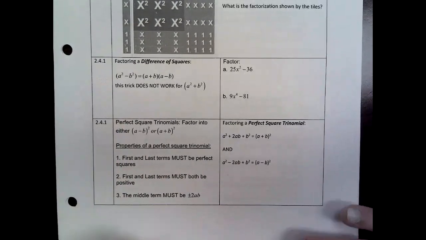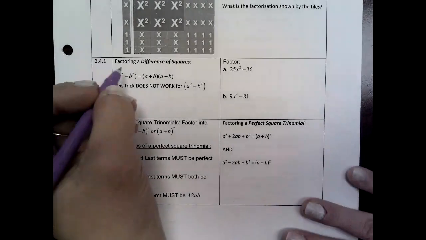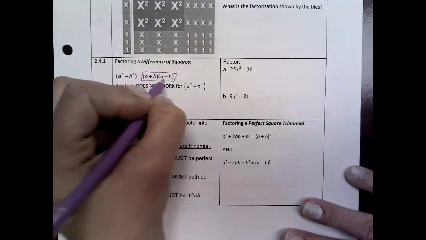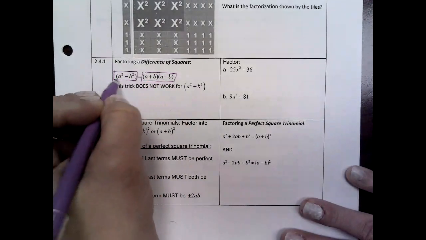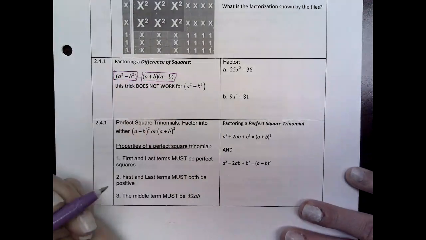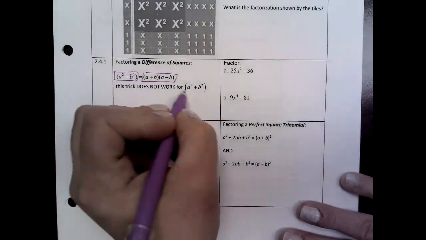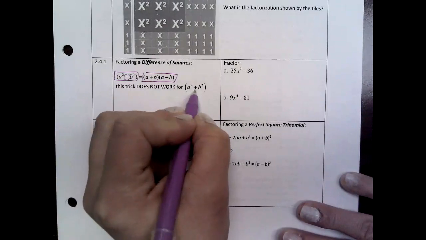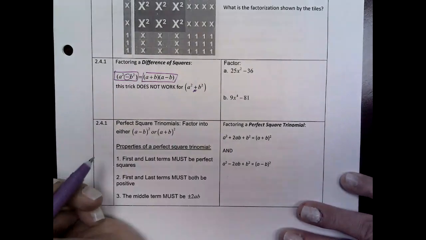So remember back in Chapter 1 of Semester 2, we talked about how anytime you multiplied two conjugates, you got this difference of squares. Well, now we're just going to work it backwards. Okay, so keep in mind that that only works for a difference, for a subtraction problem. So it does not work if there's a plus sign there.